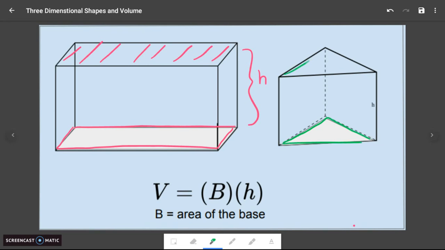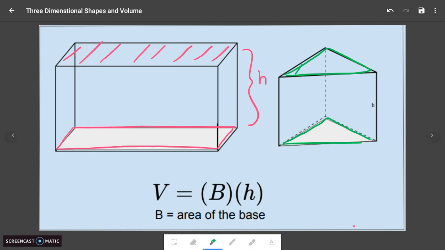Over here on the triangular prism, same thing. This piece is going to be parallel to this piece here. So we have that, and this is our height indicated. And you'll notice that both bases are able to click on.